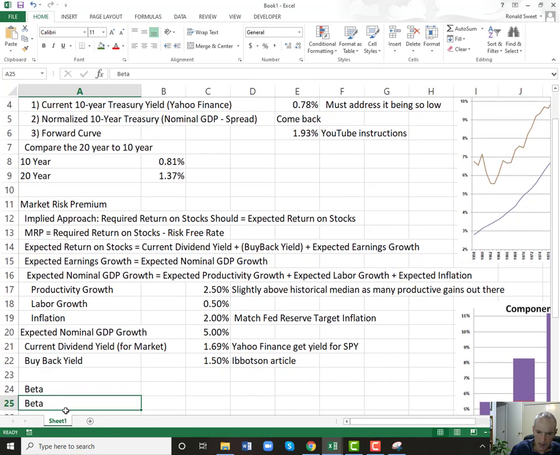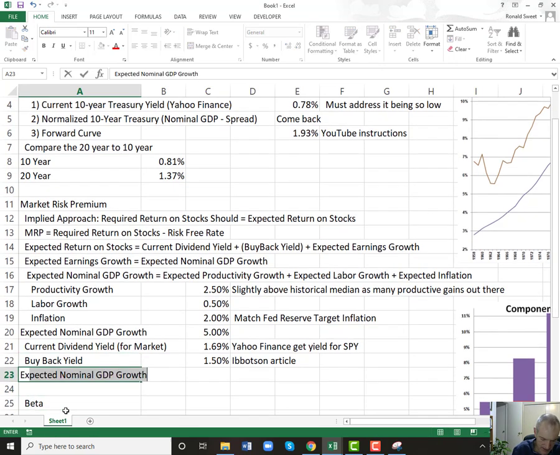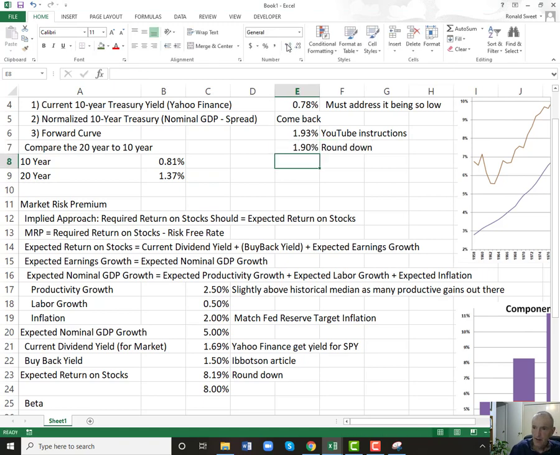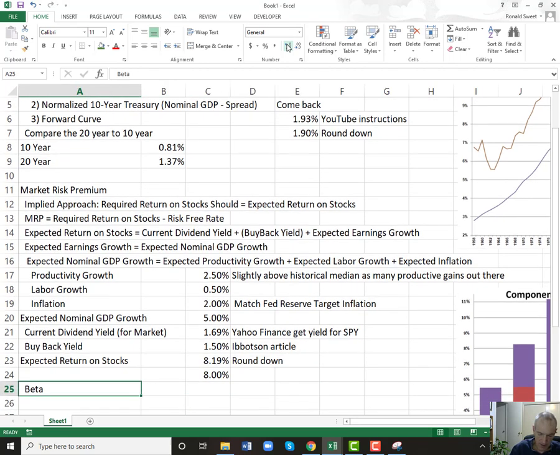So what is our expected return on stocks? We would add the expected nominal growth in the economy, because that's going to match our earnings growth, the dividend yield, and the buyback yield. We get 8.19%. I'm going to round down, so I'm going to use 8%. On my 10-year treasury, I'm going to round down, and I'm going to use 1.9%.